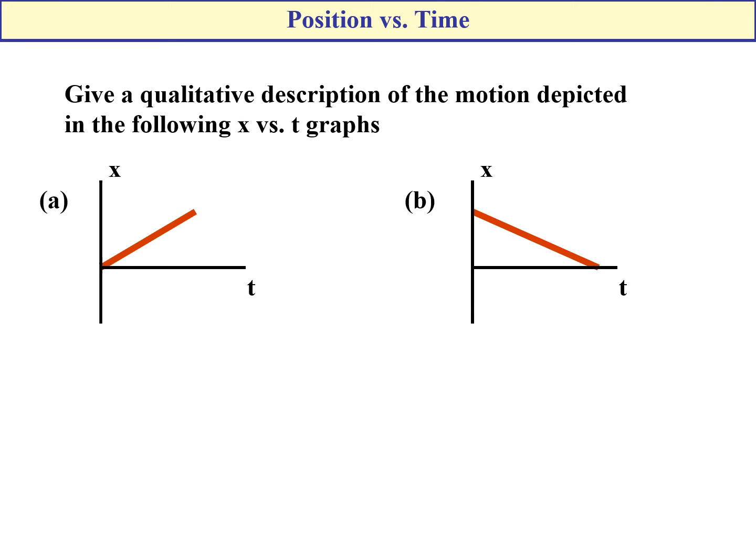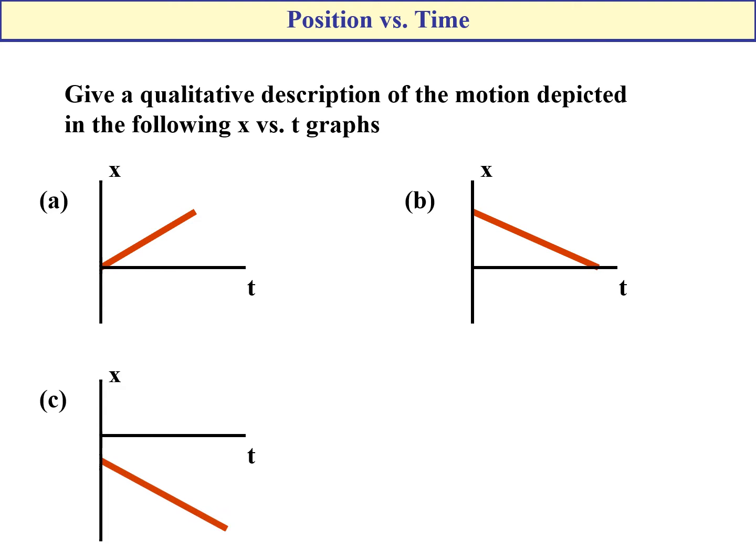The second graph says that we start with a positive position, but we are actually moving in the negative direction. So we have a negative slope, so that means a negative velocity. Even though we have a positive position the whole time, our position is decreasing, getting closer to 0. So therefore we have a negative displacement.